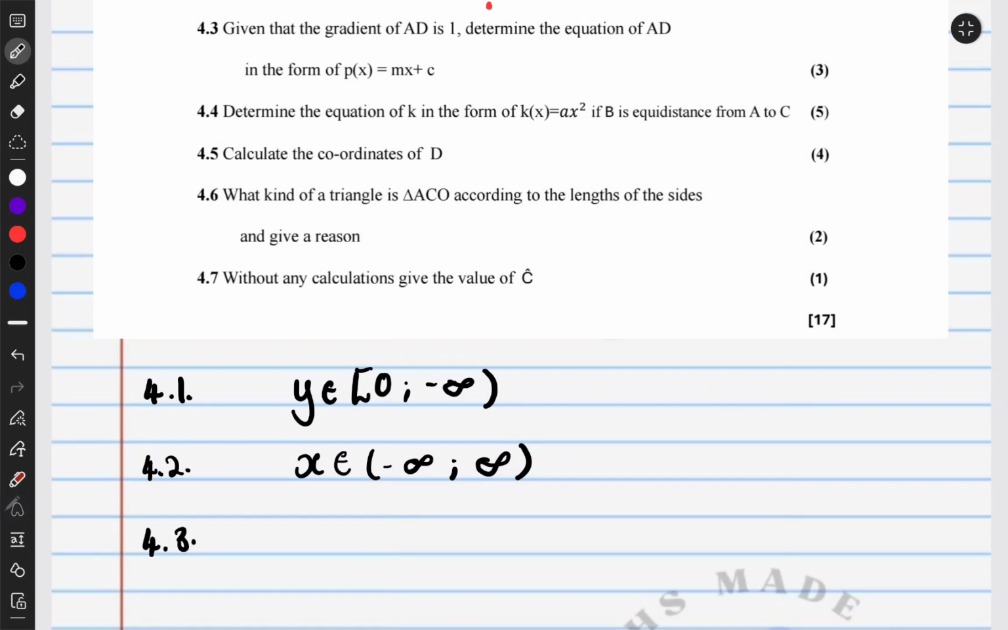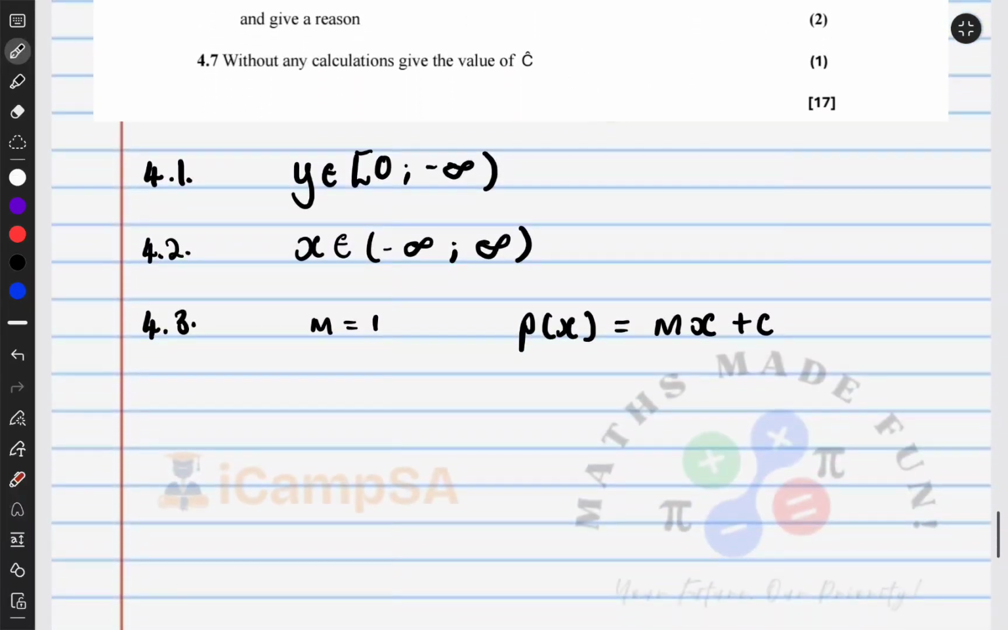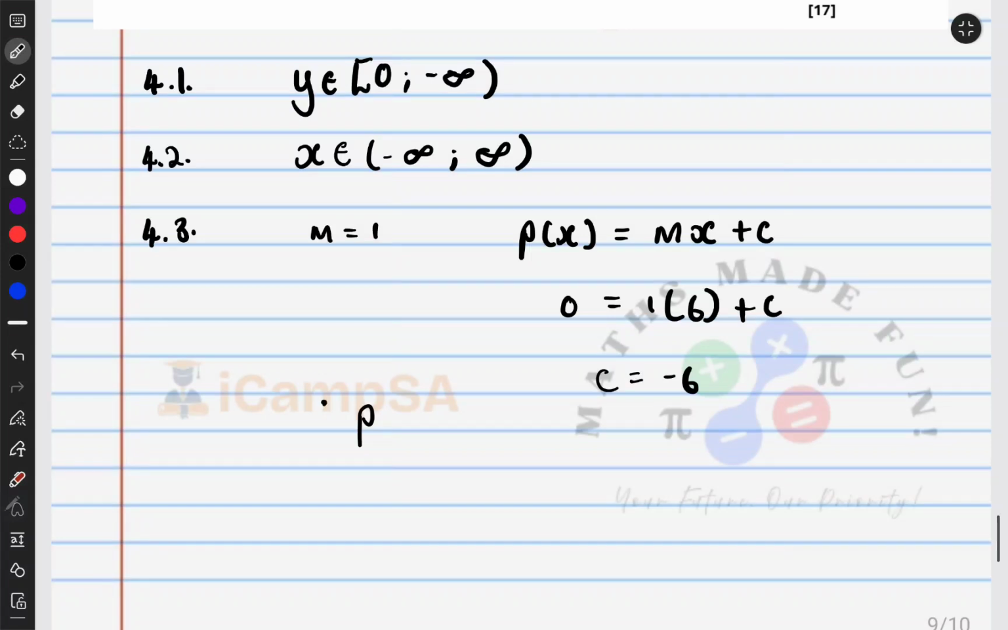So for 4.3, m is given to be 1. Therefore we have to solve for c. P at x is equal to mx plus c. We know that this line passes through A, and the coordinates of A are 6 and 0. So P at 6 is 0, which is equal to m, which is 1, times x, which is 6, plus c. Therefore c is equal to negative 6. Therefore P at x is equal to x minus 6. That's the equation of the line AD.